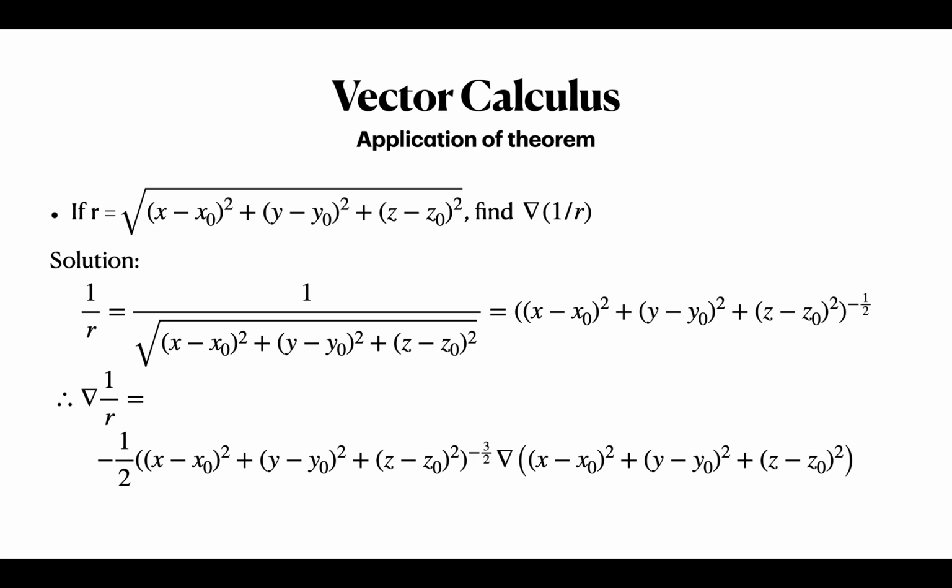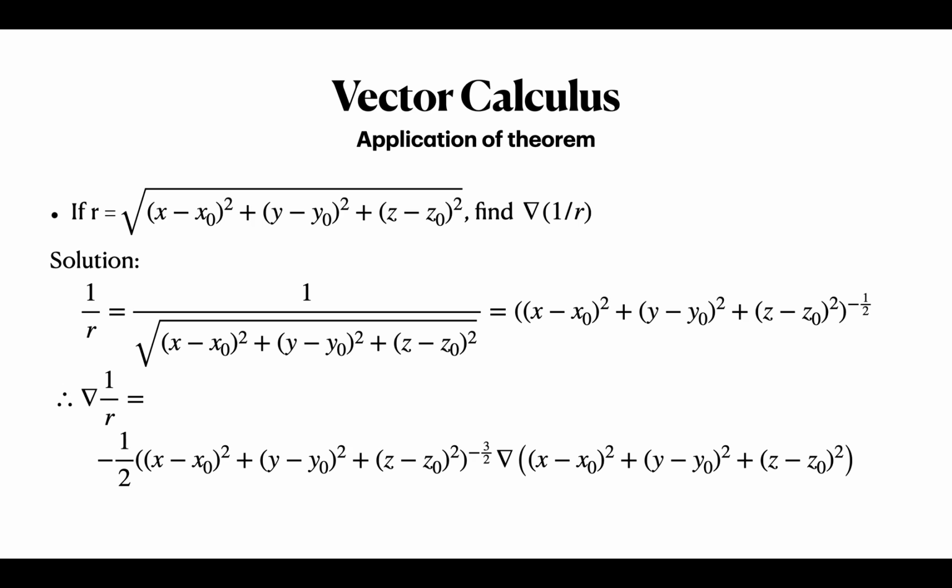So the minus a half comes from the fact that I'm getting the gradient of something to the power of minus a half. So I differentiate the power first, and then I get the gradient of what's inside the power. And in that case, it's (x minus x naught) squared plus (y minus y naught) squared plus (z minus z naught) squared. And remember how you get the gradient, folks. You differentiate with respect to x, you put that along i, you differentiate with respect to y, you differentiate with respect to z, and put those along j and k respectively.